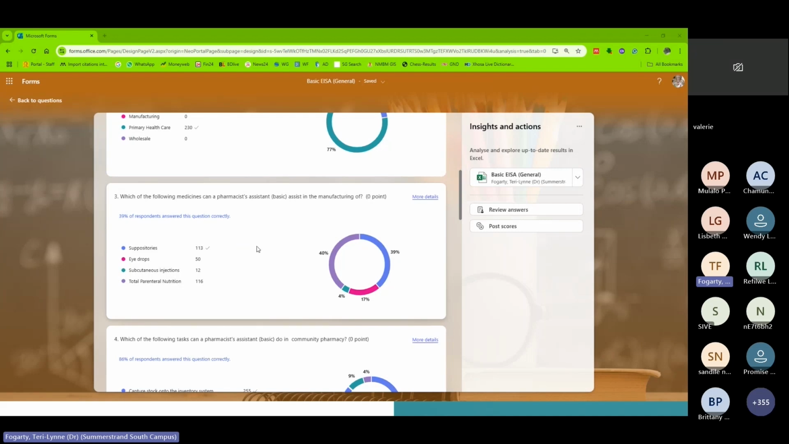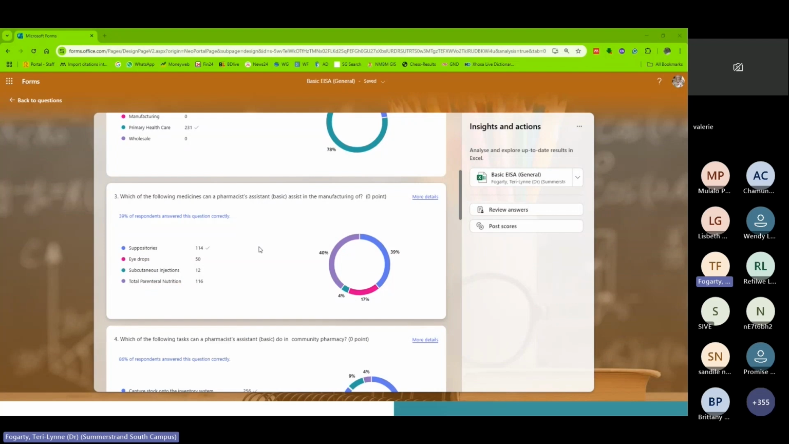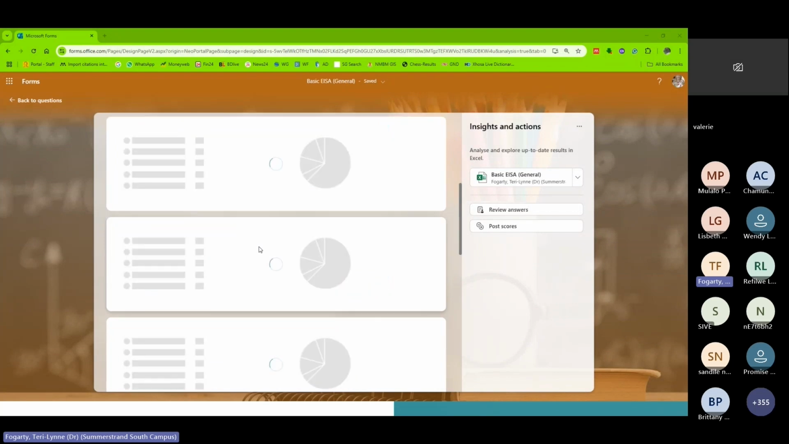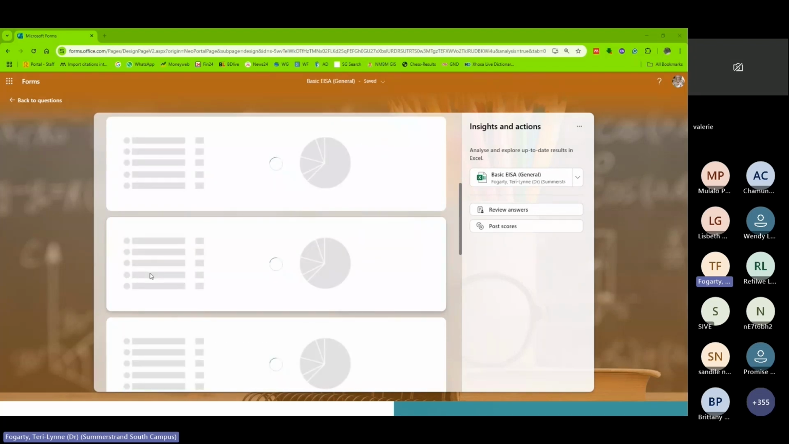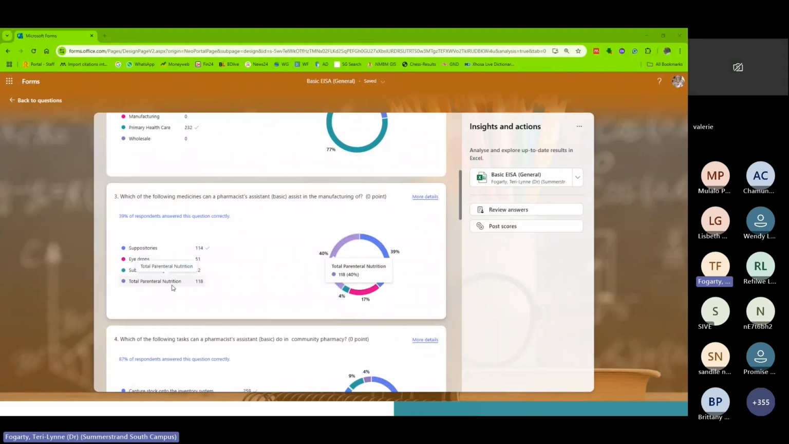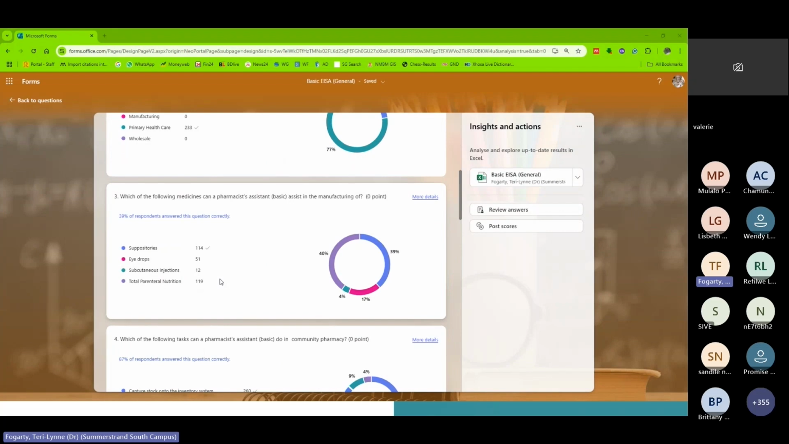Which of the following medicines can a pharmacist assistant basic assist in the manufacturing of? This question is an applied question because it's considering your scope of practice, and then it's not giving you a schedule, it's actually giving you a product. It's giving you suppositories, eye drops, subcutaneous injections, and total parenteral nutrition. And so you've got to be able to work out what exactly they are asking here. They're asking me about a pharmacist assistant basic and assisting in manufacturing. What am I allowed to do as a basic assistant in manufacturing?